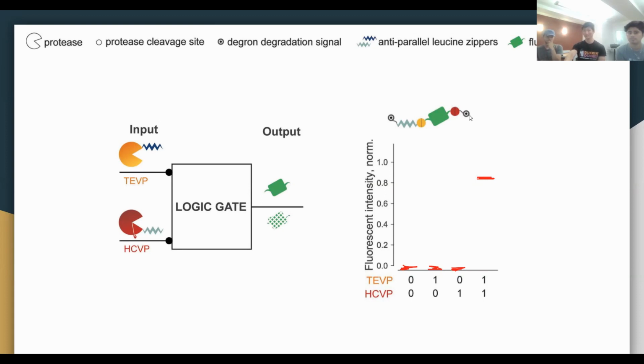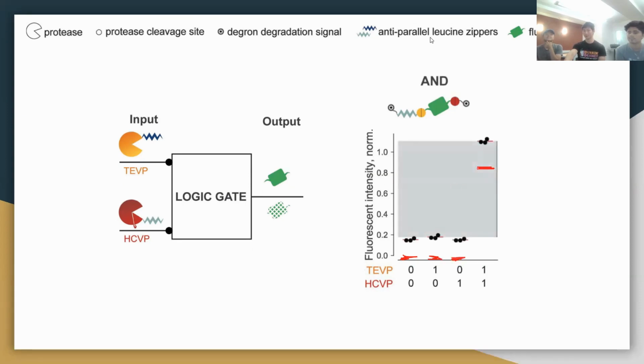But in essence, what gate would you call this? AND gate, exactly. So you only get the signal if both of the proteases are present. All right, Angel, you ready?